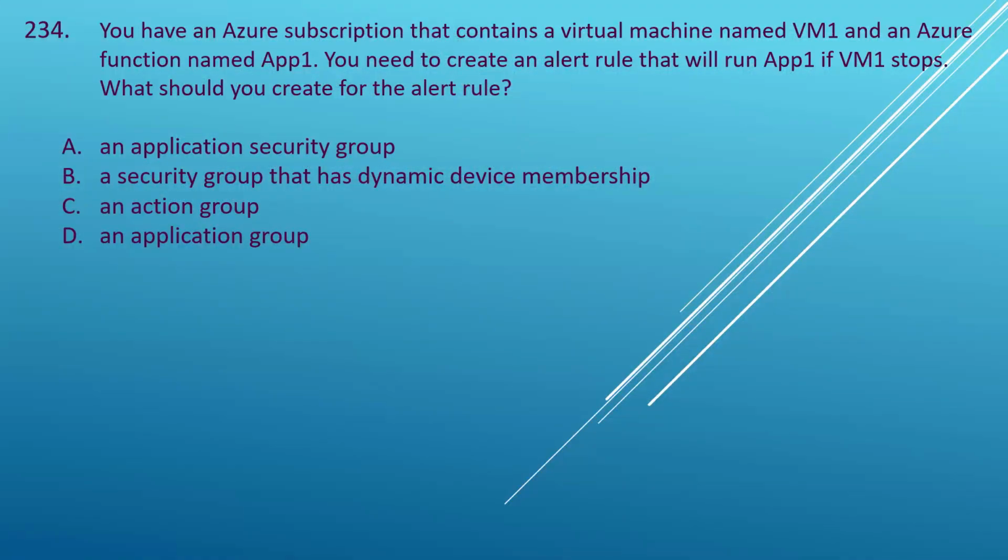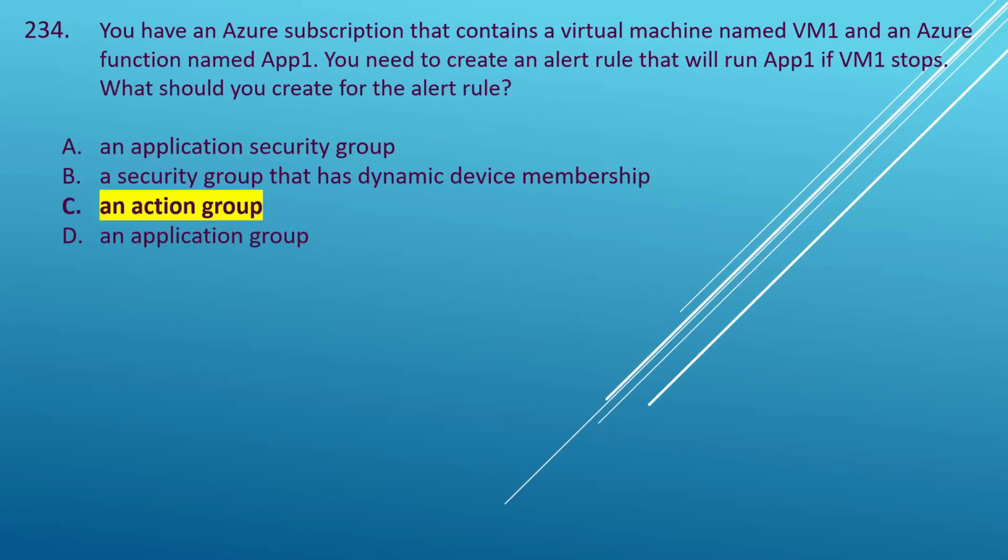This is question number 234. You have an Azure subscription that contains a virtual machine named VM1 and an Azure function named app1. You need to create an alert rule that will run app1 if VM1 stops. What should you create for the alert rule? Your options are an application security group, a security group that has dynamic device membership, an action group, and an application group. And friends, the correct answer here is option C, an action group.